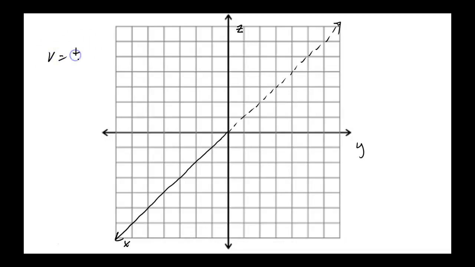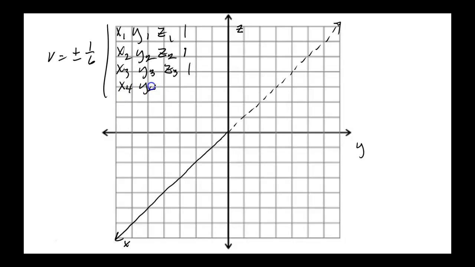You just have to take my word for it, the volume of that tetrahedron is equal, again, plus or minus, so you never have a negative volume, and it's 1/6 this time, the determinant of x1, y1, z1, 1, x2, y2, z2, 1, x3, y3, z3, 1, x4, y4, z4, 1. This is only for tetrahedrons, 4-sided figures identified by 4 points.